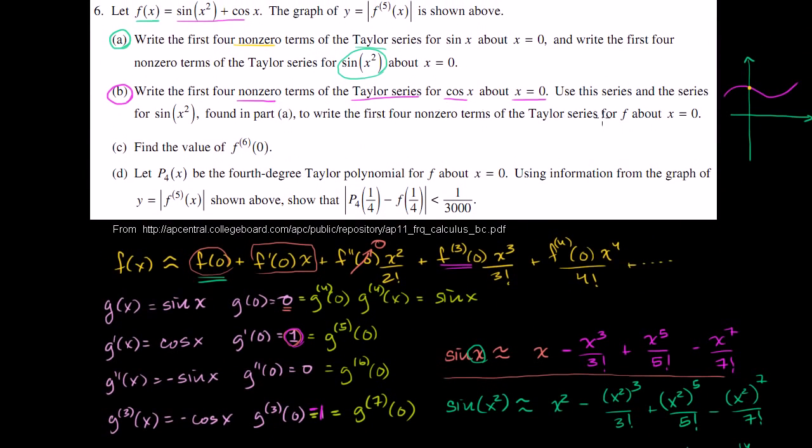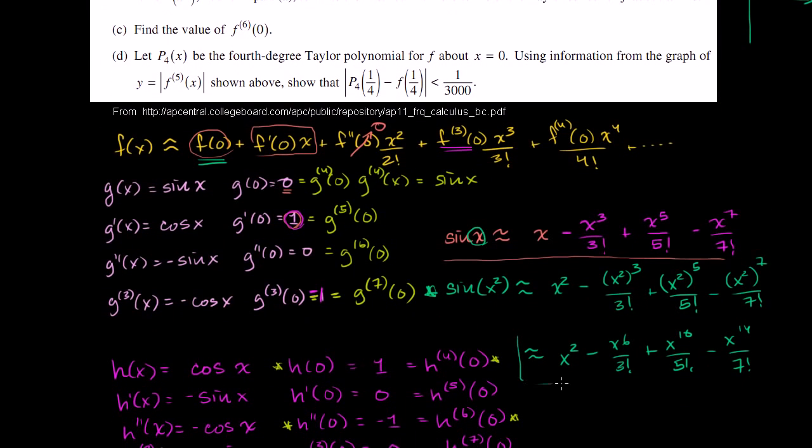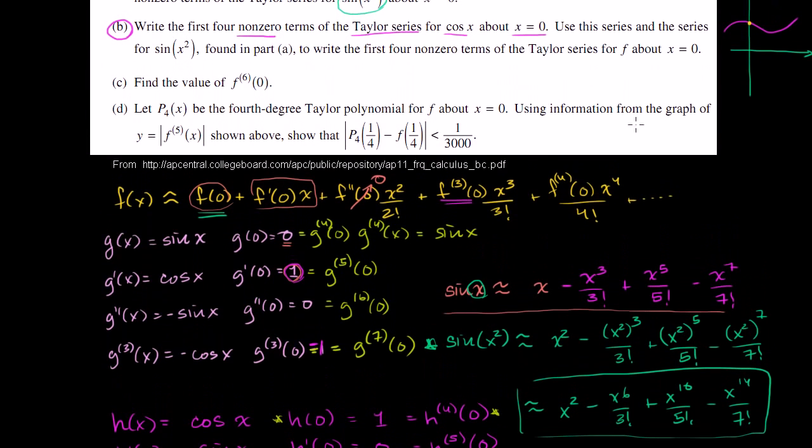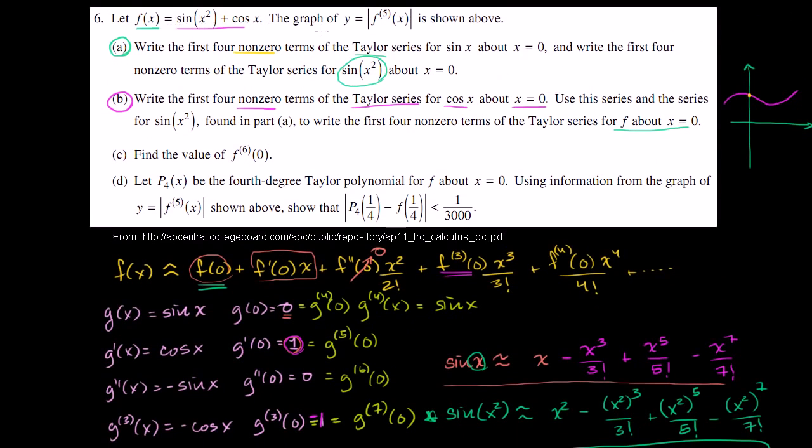So we did this first part. Use this series and the series for sine of x squared, which we found right over here. This is the series for sine of x squared when we simplified it. Use those, found in part A, to write the first four non-zero terms of the Taylor series for f about x equals 0. So where's our function again? So our function is sine of x squared plus cosine of x.